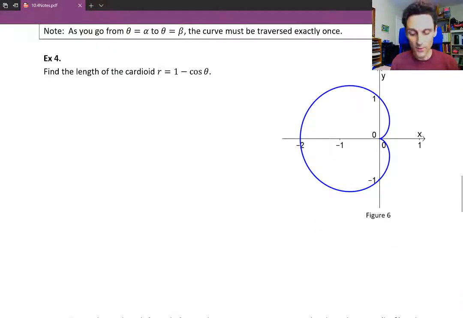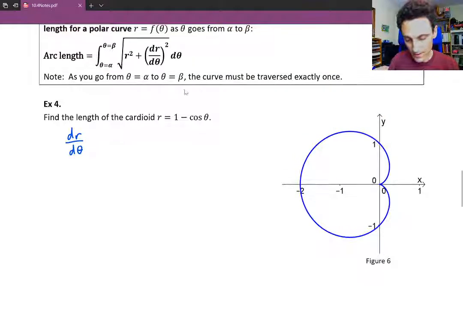So in example 4, we're asked to find the length of the cardioid r equals 1 minus cosine theta. This is shown in figure 6, just for reference, but we're not going to need it. What we're going to need is dr d theta, because that's what we need to plug into our arc length integral. dr d theta is going to be sine theta.